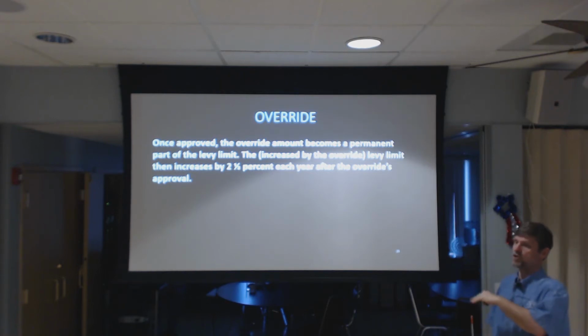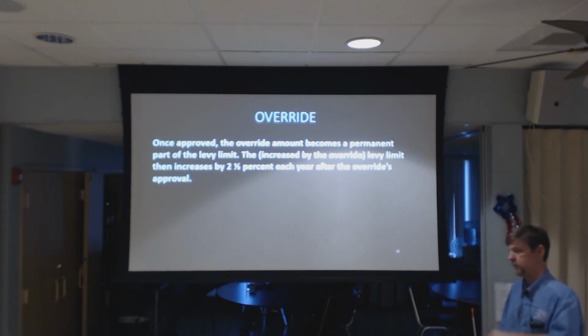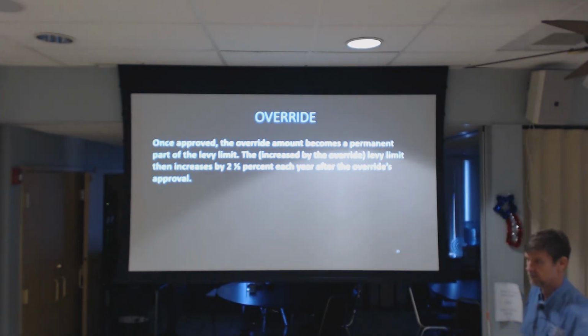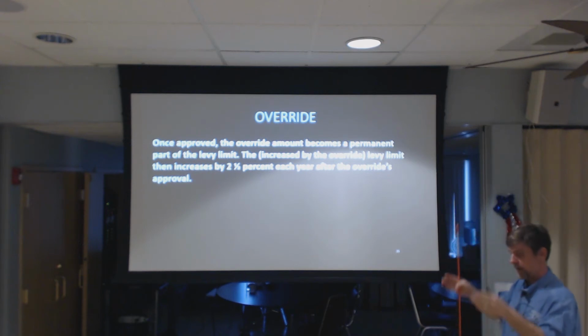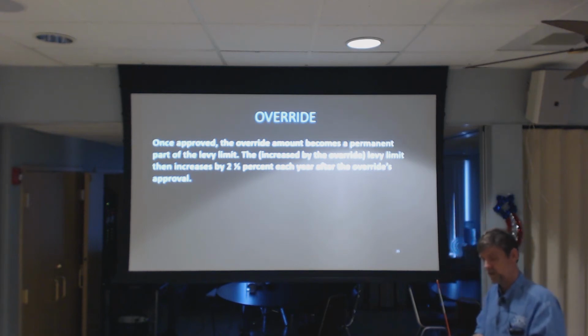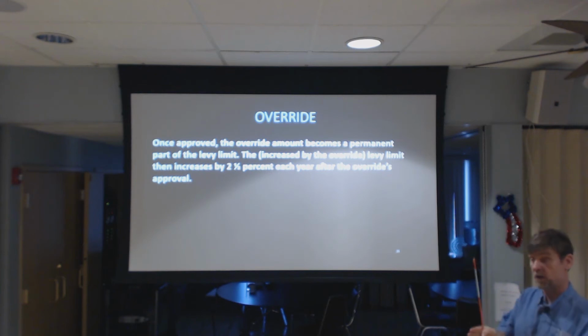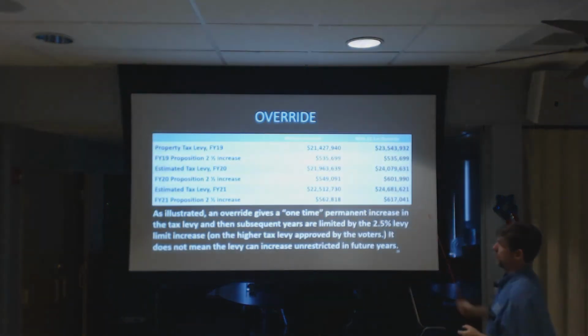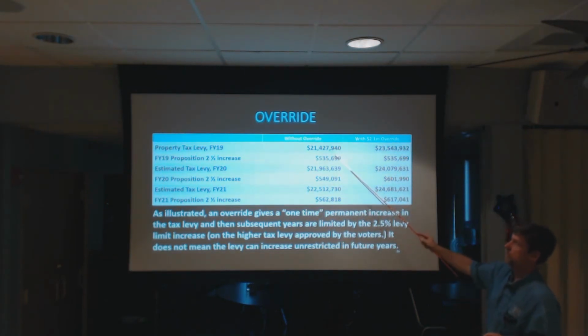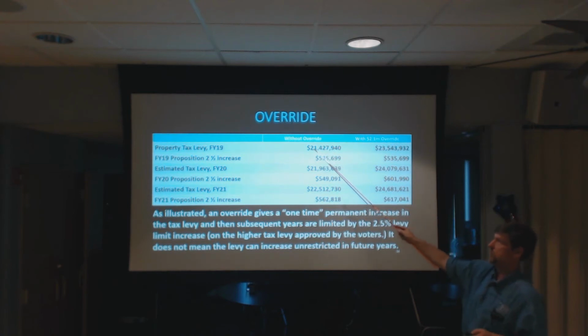It does not mean that once you override 2.5, next year the selectmen could turn around and say, we're going to increase taxes 6%. This year adds a certain amount to the tax levy, and then next year, 2.5% of that new larger number. So, for example, without the override, our levy limit without the debt exclusions this year is 21.4 million.